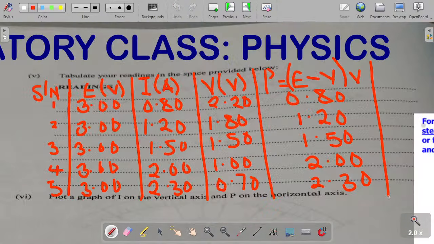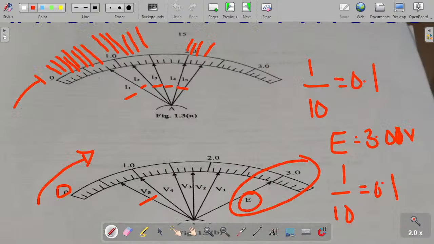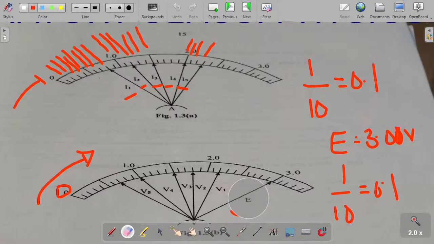If you do that, these are the values we have. The EMF will be constant throughout the experiment: 3, 3, 3, 3, 3. So my I values are 0.8, 1.2, 1.5, 2.0, 2.3. Let's also count V. A line here in the V is also 0.1. Agreed?